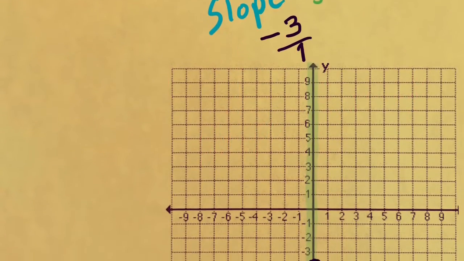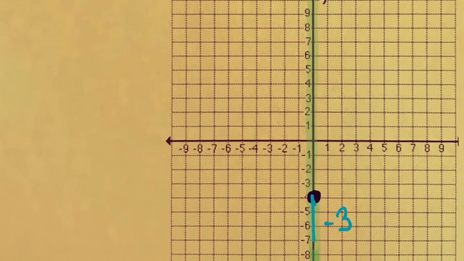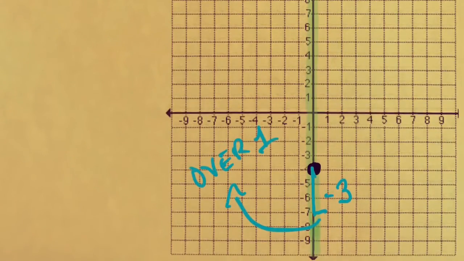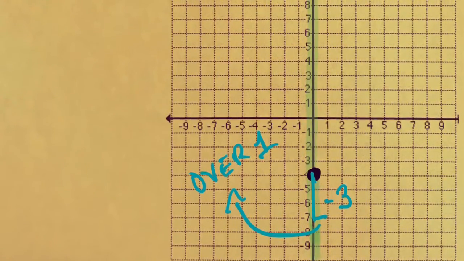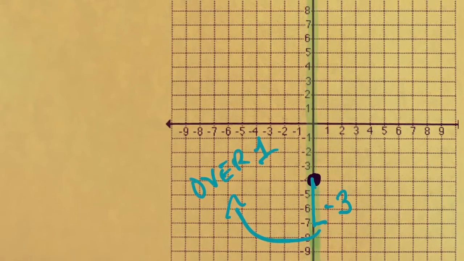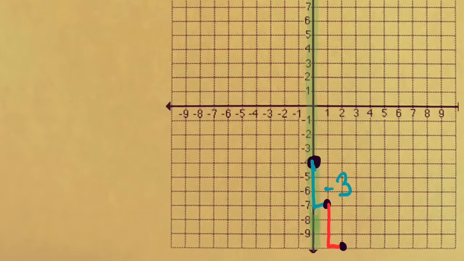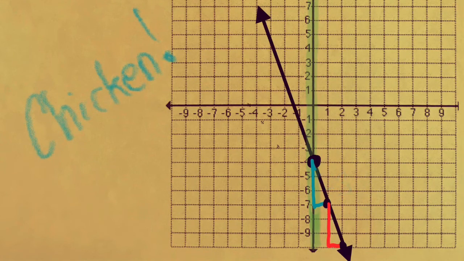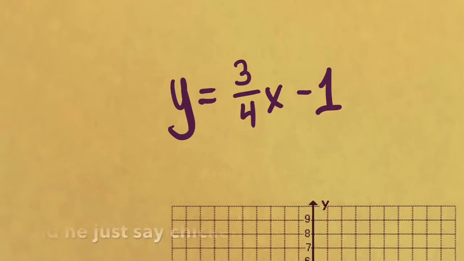The slope is negative 3. This easily can be turned into negative 3 over 1. So from there I go down 3 from our first point and then over 1 to the right, because our first move is up or down, but our second move is always to the right. From there, I'm going to do the same thing again in red, down 3, over 1. And then, as Dozy likes to say, chicken. I draw a line, and I'm done.